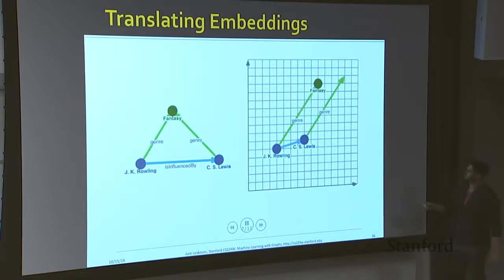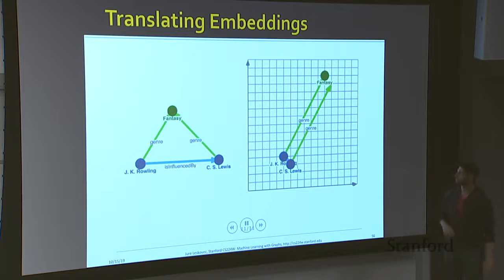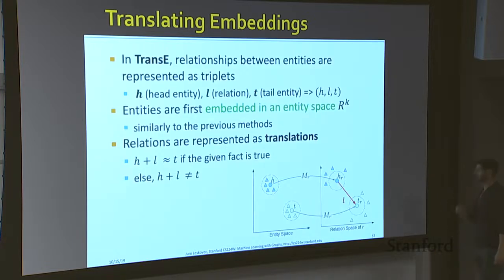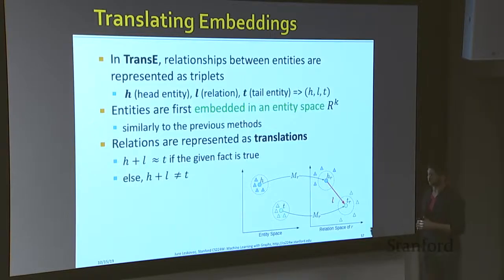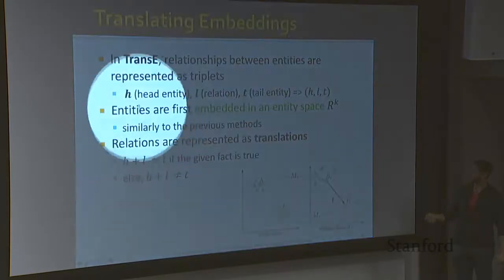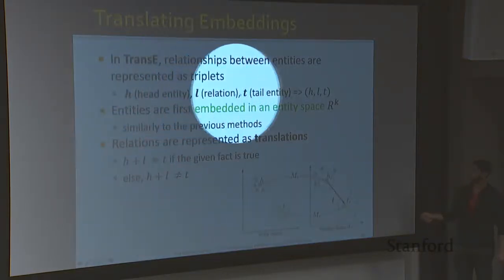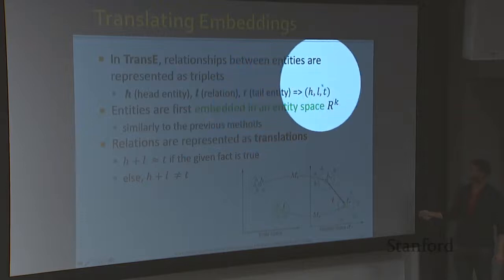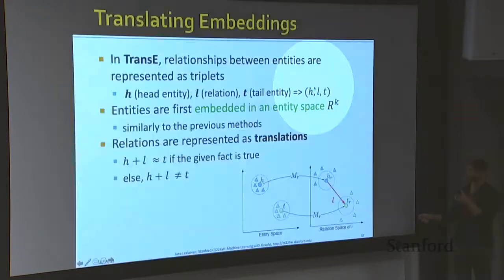So TransE basically goes from this intuition to an objective function that optimizes the distance between these embeddings. Now, let's move away from the animation and try to see it as an example. So we formalize it in the following way. In TransE, we call relationships between entities that are represented as triplets. So we have our head entity, which we call H, L is the relation, T is the tail entity. So all the information in TransE is represented by these triplets, okay?